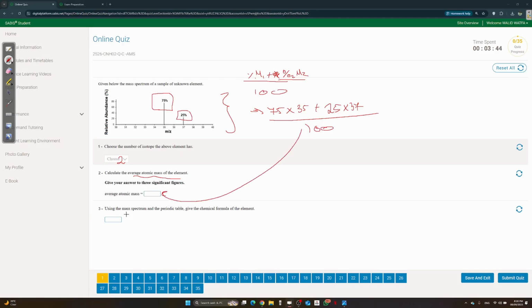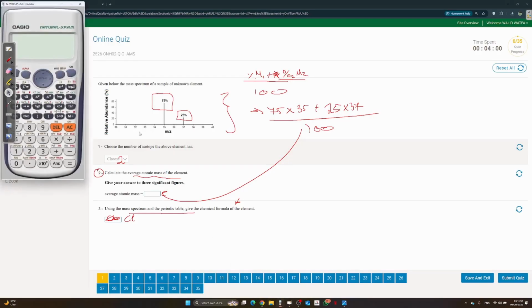Question 3, using the mass spectrum and the periodic table, give the chemical formula of the element. I think it's going to be chlorine, Cl, because 35 and 37 are chlorine isotopes. But how do you do this? You use the answer from part B, or question 2. You should get 35.5. Let's take a look. 75 times 35 plus 25 times 37, all over 100. Yeah, you get 35.5.